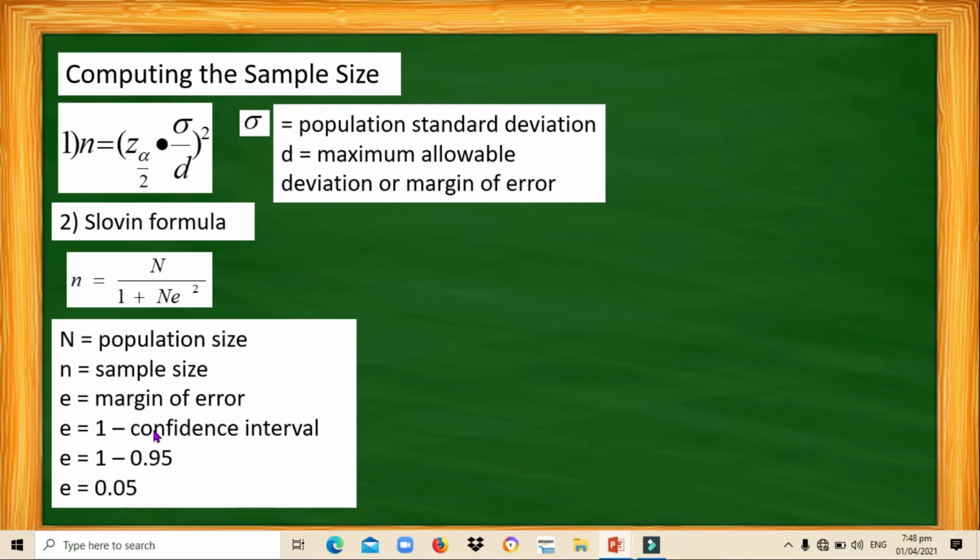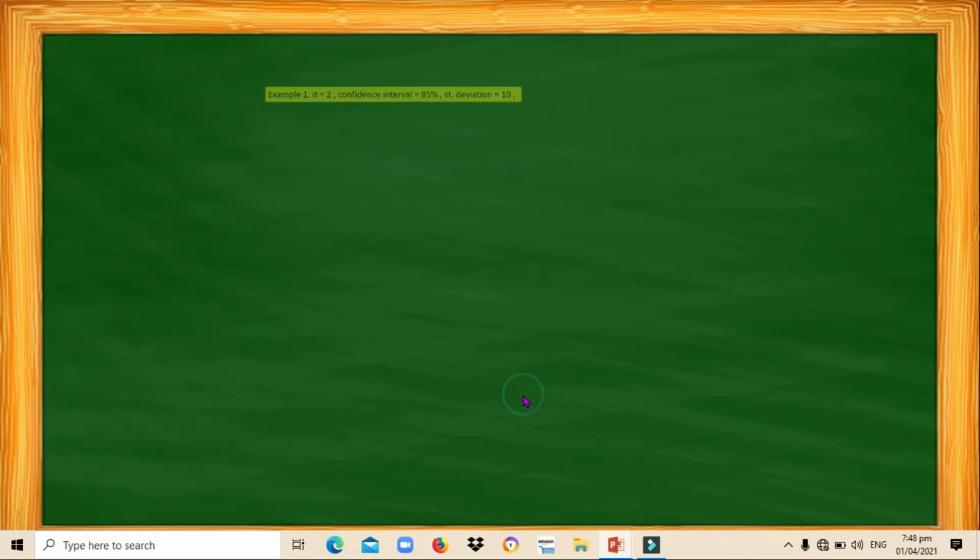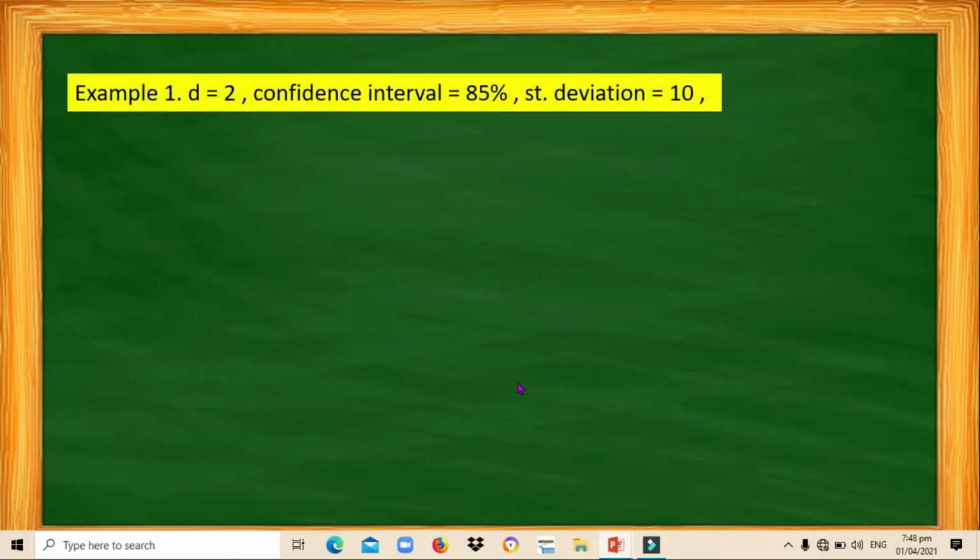And this is the solution on how to compute the value of the margin of error: 1 minus the confidence interval. So we assume that the confidence interval is 95% or 0.95, and the margin of error is 0.05. Here we have an example.